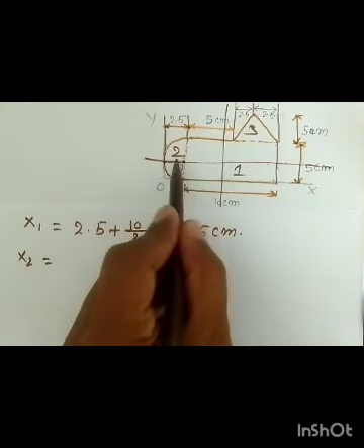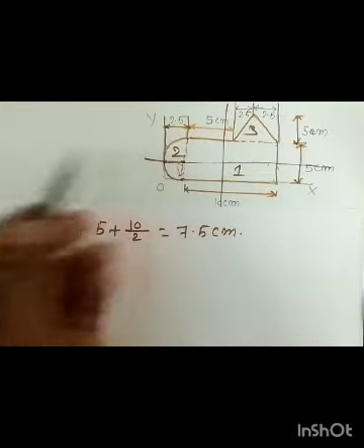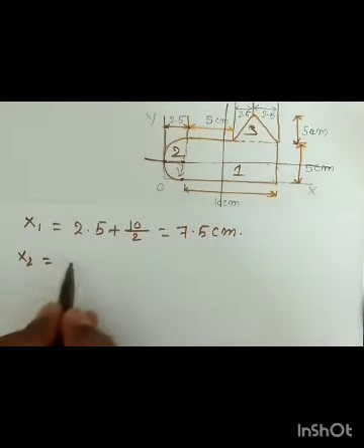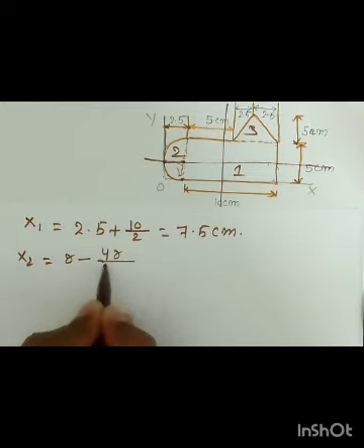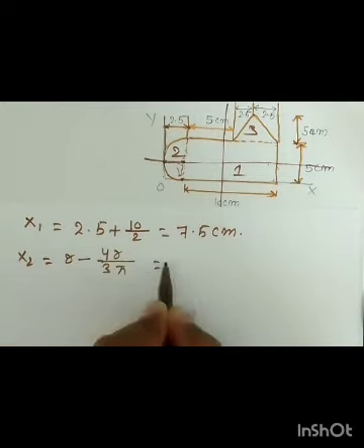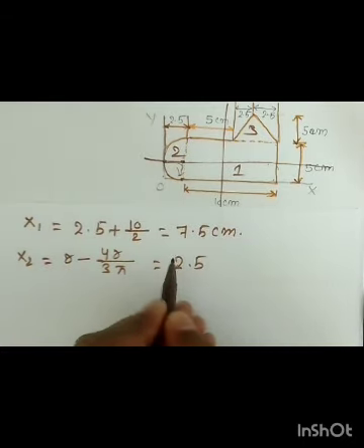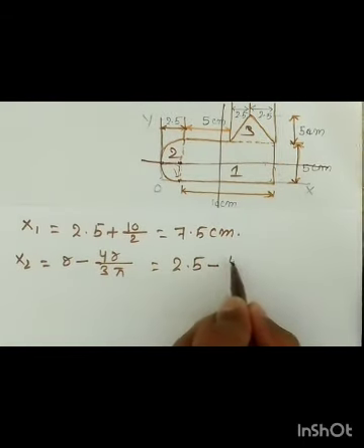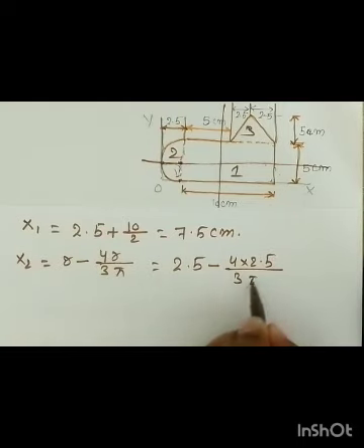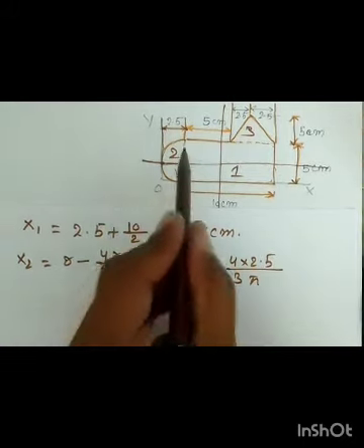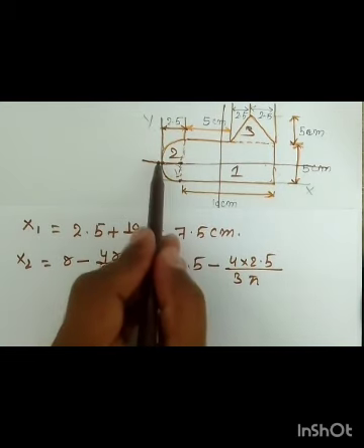So it means that we need to subtract the radius from the semicircle. So x2 is what? R minus 4r by 3 pi. All right, so r is what? 2.5 centimeter minus 4 into 2.5 by 3 pi. Why? Because the semicircle centroid is at a distance of 4r by 3 pi from the base. So the base of the semicircle is here. So that's why we are subtracting.